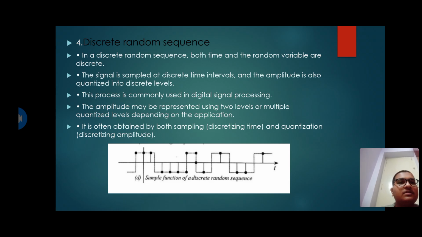Let us come to the model graph. Here is a sample function of a discrete random sequence. At time t, the value is either positive or negative, and with respect to time the discrete values are represented as shown. The graph is either at a positive peak or a negative peak. It varies between those two, positive and negative, and changes with respect to time.